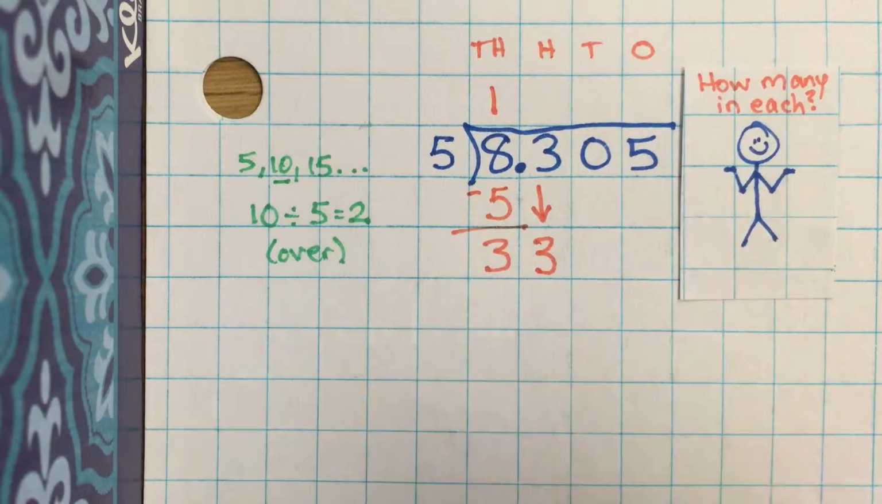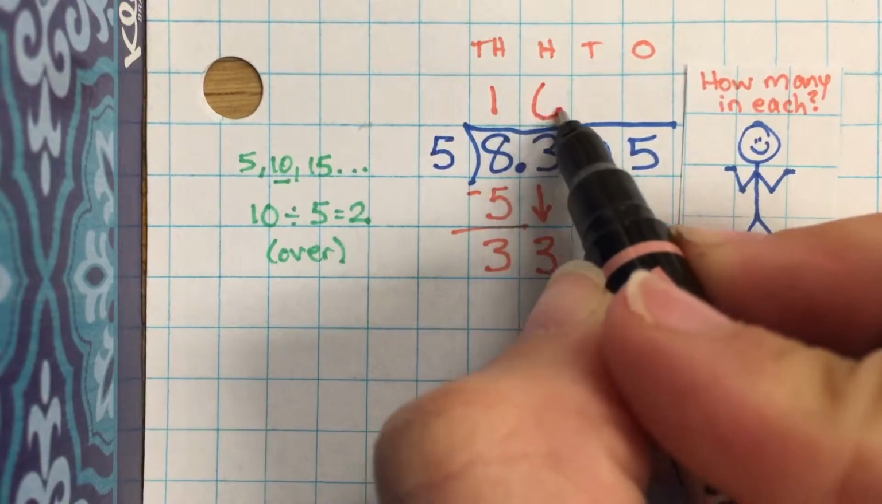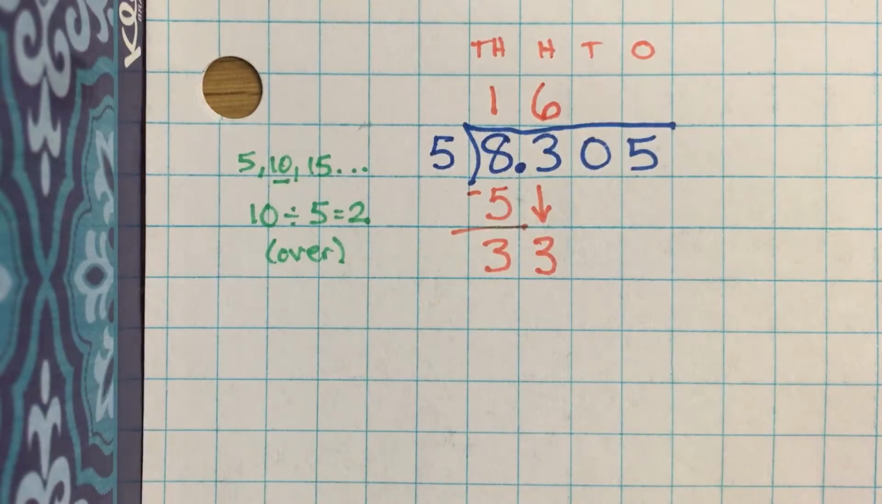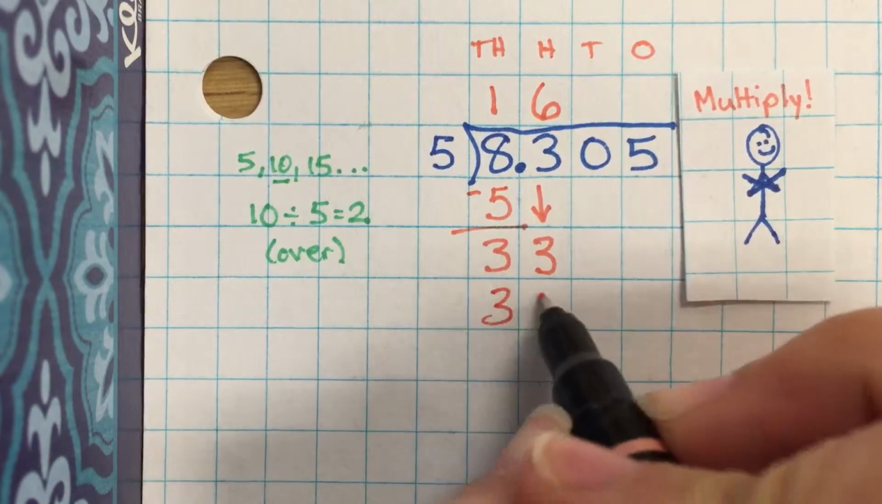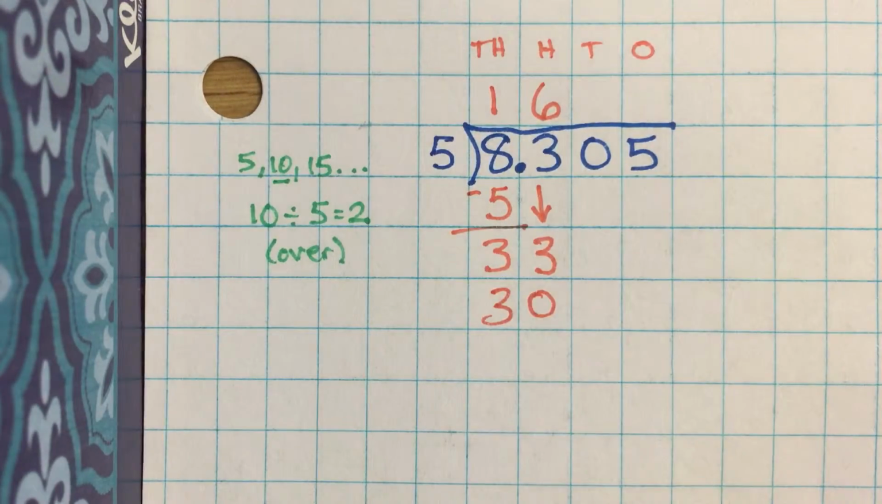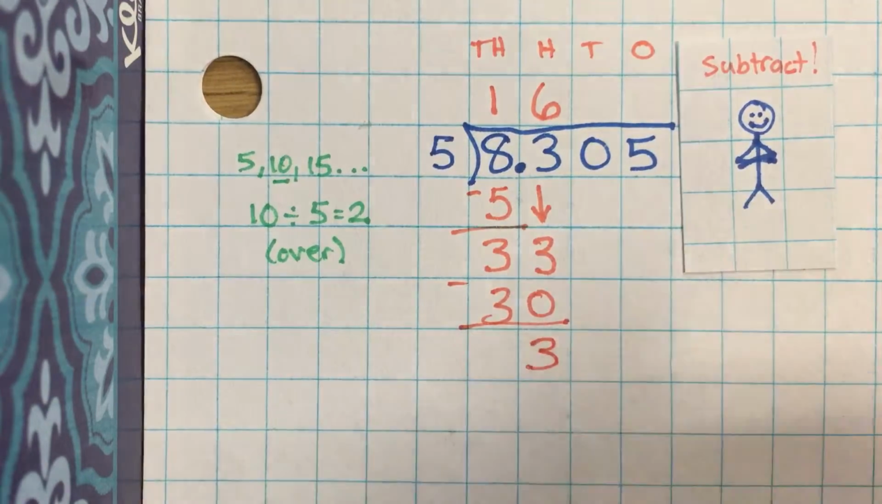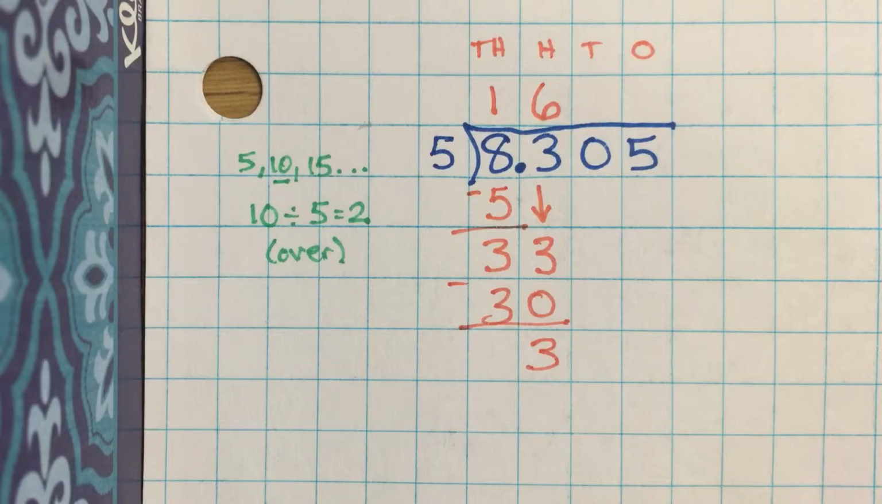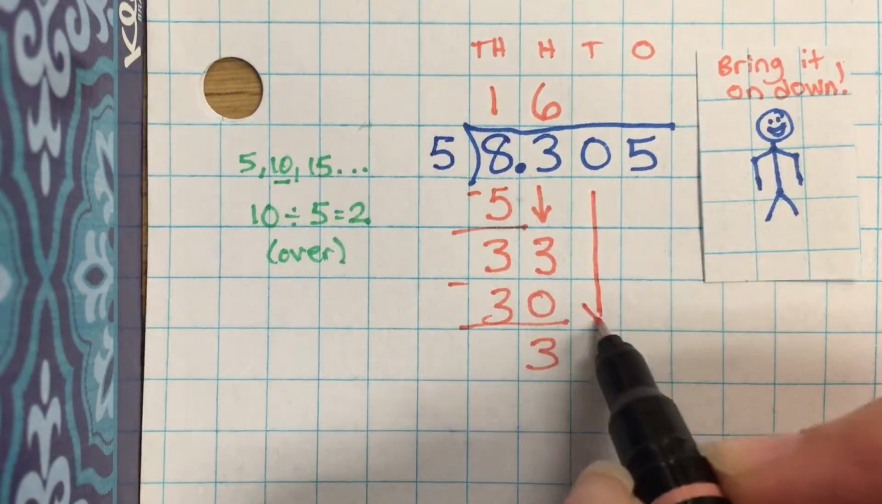So again, how many in each? Now I have 33 into 5 groups. We'll go 6 times. And I multiply. 6 times 5 is 30. And I subtract. 33 take away 30 is 3. And then bring it on down. Bring down the next digit.